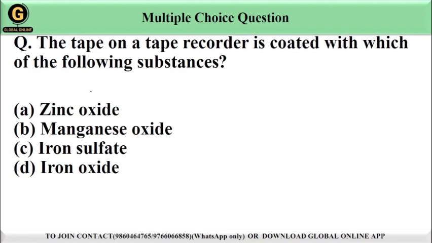The tape on a tape recorder is coated with which of the following substances? Options are given: A, zinc oxide, B, manganese oxide, C, iron sulfate, and D, iron oxide. So guys, the tape used in a tape recorder is coated with iron oxide. This compound is used because it is magnetic and can store data when magnetized by the recorder's recording head. The magnetic particles on the tape allow for the recording and playback of sound. So the correct answer among the options is option D, iron oxide. Let's see the next question.